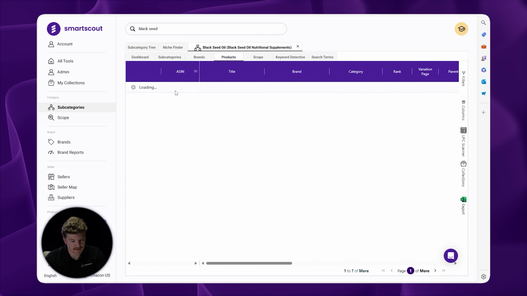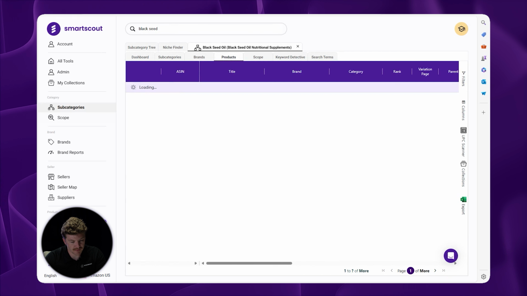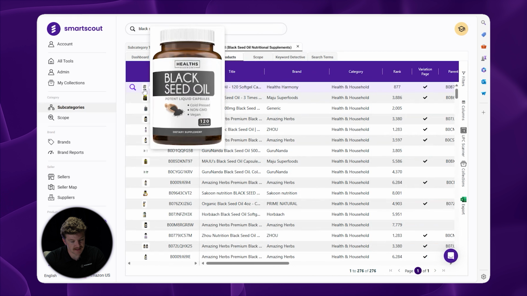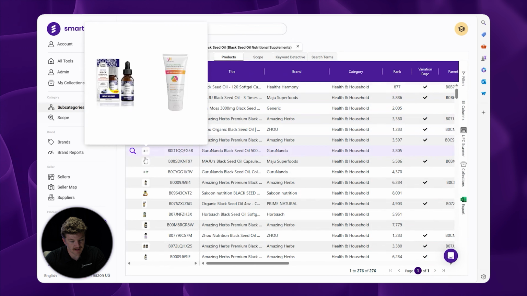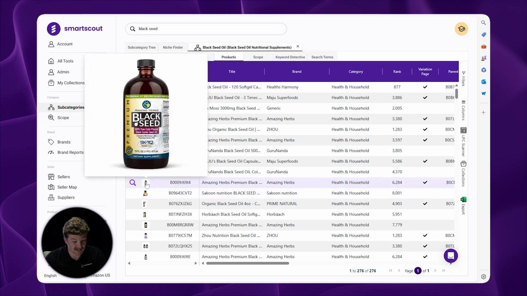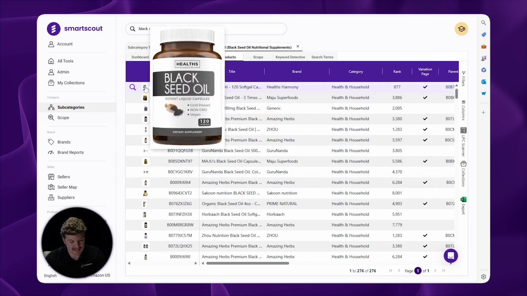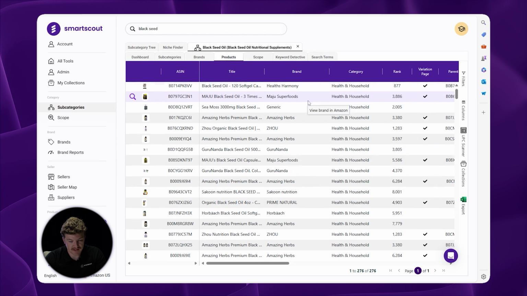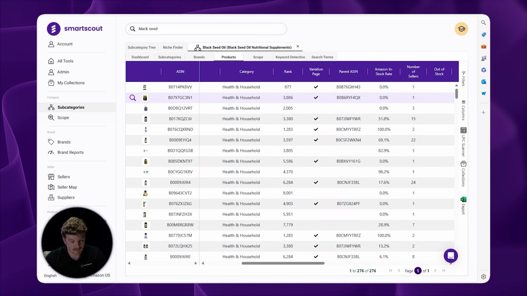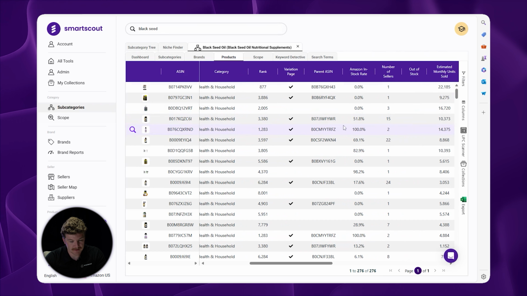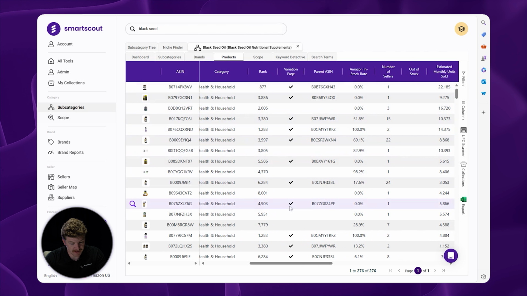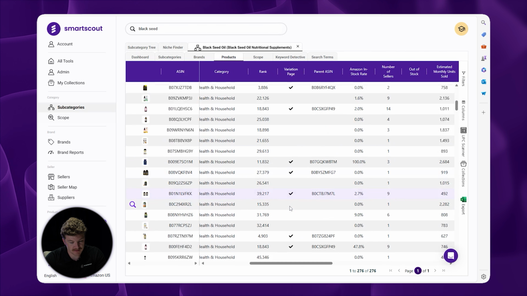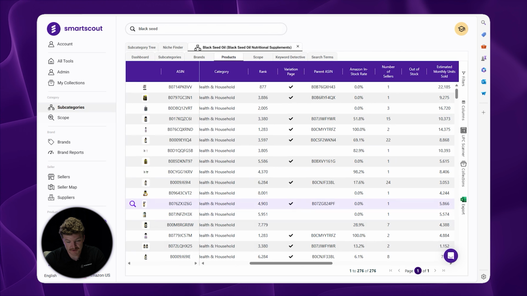Coming over here, the first thing I like to do is quickly click on products and scroll through these images to see exactly what we're up against. All right, so it looks like, again, this is black seed oil. We can see everything that's happening here. Now we can also see the brands that sell these top ASINs. We can see the rank, this is the overall rankings. And we can also see how many ASINs have a variation page, right? It looks like the majority of these top sellers have a variation page.